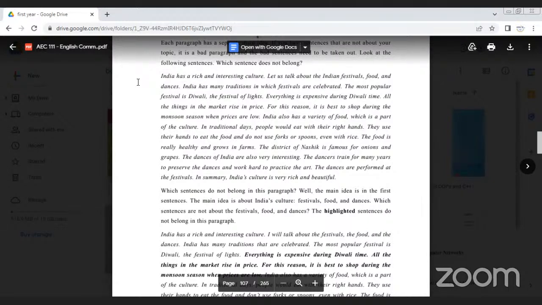The most popular festival is Diwali, the festival of lights. Everything is expensive during Diwali time. All the things in the market rise in price. For this reason, it is best to shop during the monsoon season when prices are low. India also has a variety of food, which is a part of the culture. In traditional days, people would eat with their right hands. They use their hands to eat the food and do not use forks or spoons, even with rice.